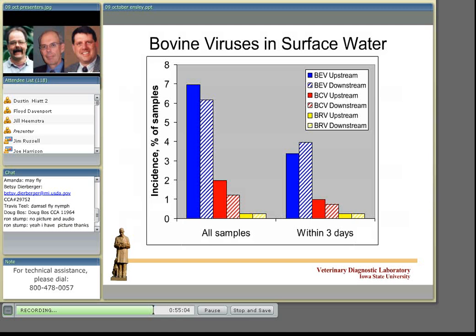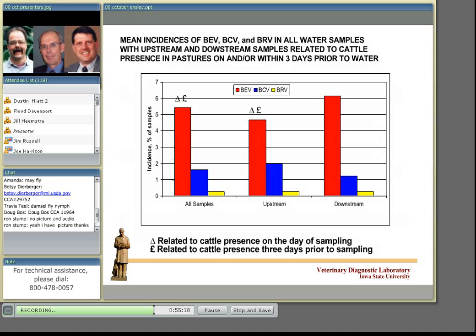The other thing that was significant was that when we had cattle within the sampling area within three days of when we collected samples, there was an increased chance that you would find a bovine virus in the surface water. And this chart tries to demonstrate that as well.